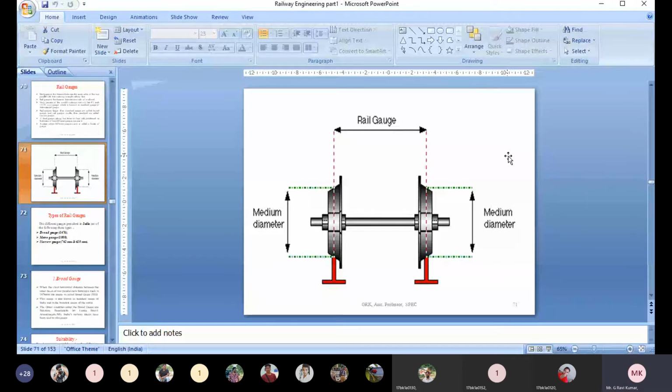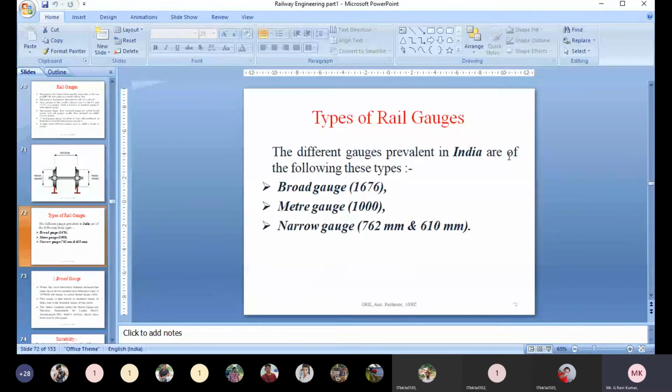The center to center distance between two parallel wheels may be gauge, or the distance between the inner sides of two parallel rails may be taken as rail gauge or gauge. And there are three types of rail gauges we are using in India. They are meter gauge, broad gauge, and narrow gauge.